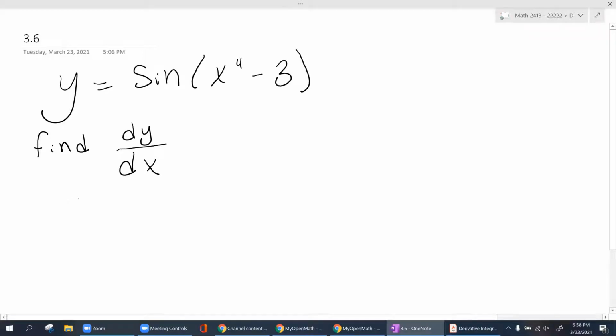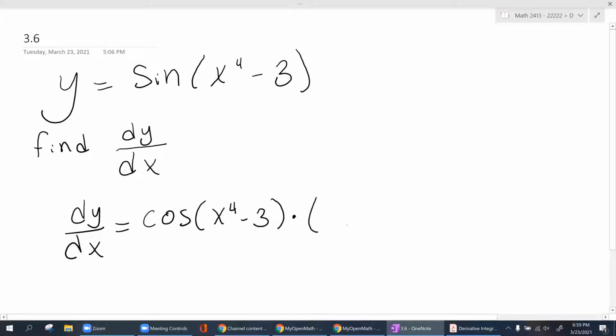You can write y prime, but I'm going to go ahead and write dy dx. The derivative of this is equal to, and here we've got chain rule again. I'm going to take the derivative of the outside, write down exactly what's on the inside times the derivative of the inside. When I polish this up, I should have 4x cubed times cosine of x to the fourth minus 3.